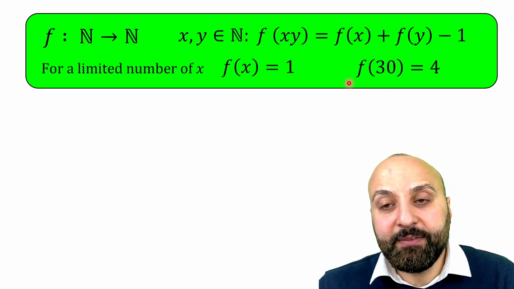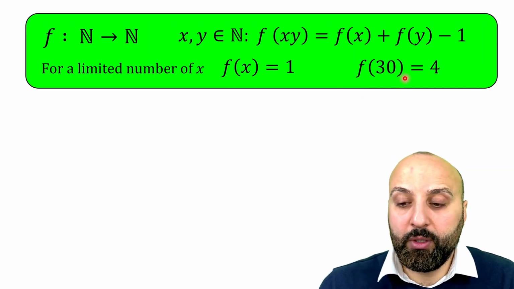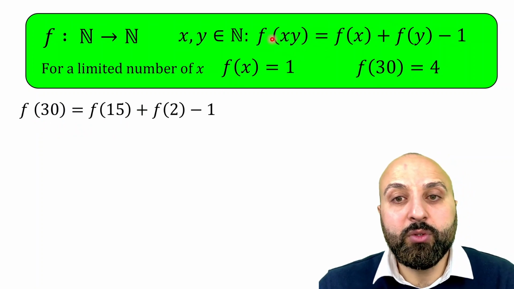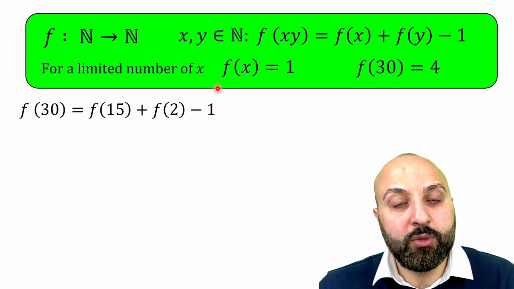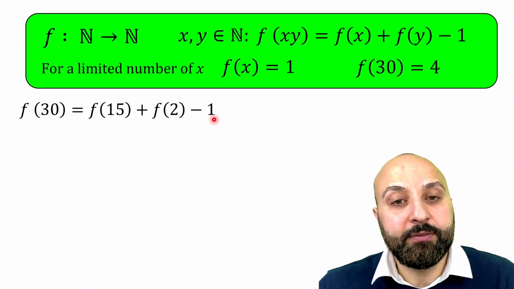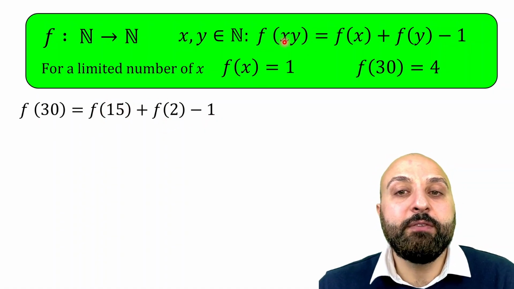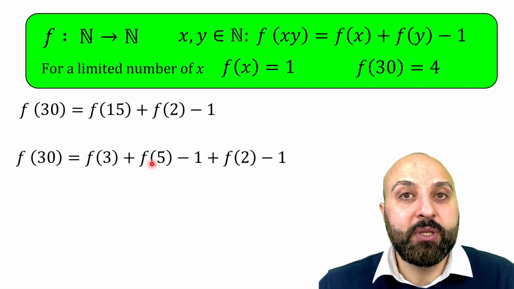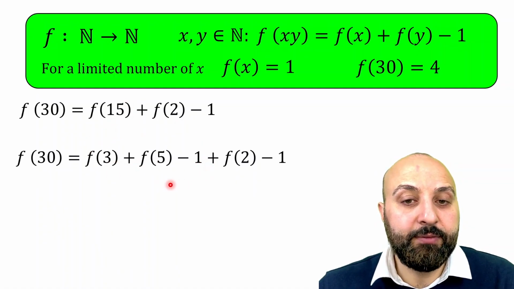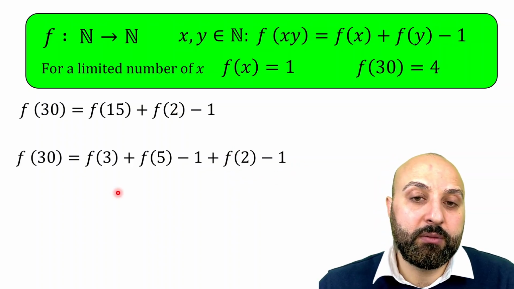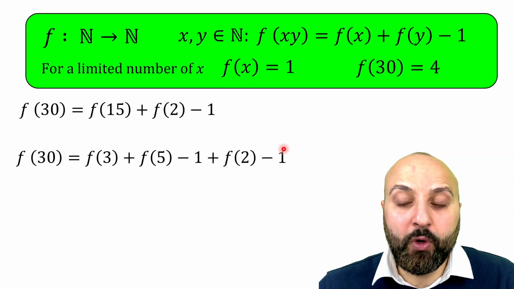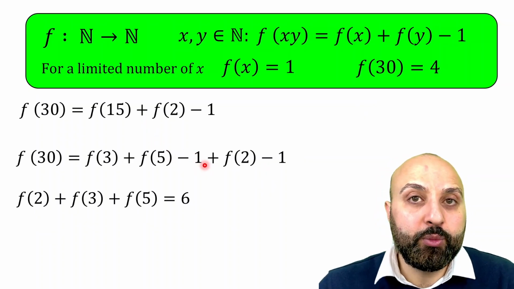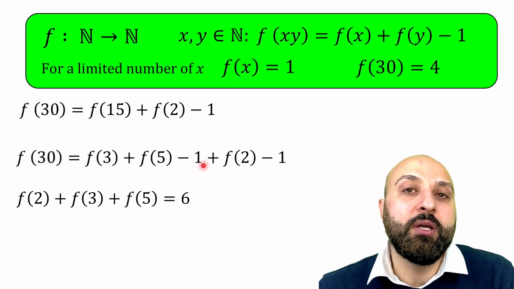Another information that is given to us is f(30) equal to 4. So we can actually write 30 is equal to 15 times 2. So x we put 15, y we put 2. So f(30) would be f(15) plus f(2) minus 1. For f(15), again, we put x as 5, y as 3. So f(15) will be f(3) plus f(5) minus 1. So f(30) is f(3) plus f(5) plus f(2) minus 2. f(30) is given as 4, and this minus 2 goes to the other side. Therefore, we conclude that f(2) plus f(3) plus f(5) is equal to 6.